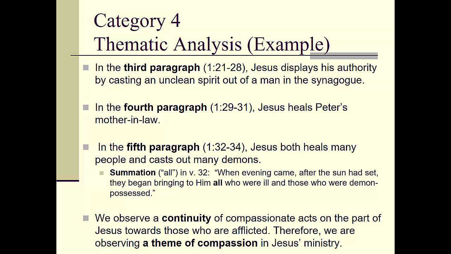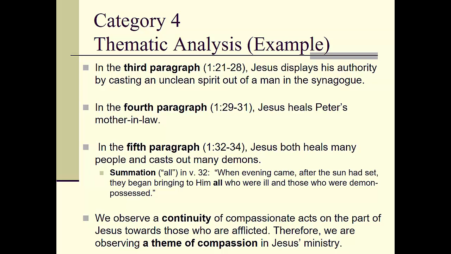Incidentally, after the 3rd bullet, notice the inset with the word summation. It's interesting to observe that in that 5th paragraph, when Mark talks about Jesus both healing many people and casting out many demons, notice how he adds that word all. When evening came, after the sun had set, they began bringing to him all who were ill and those who were demon-possessed. Summation is a specialized sort of observation. It's a clue that something is progressing and then reaching a very broad, expansive, summative level.